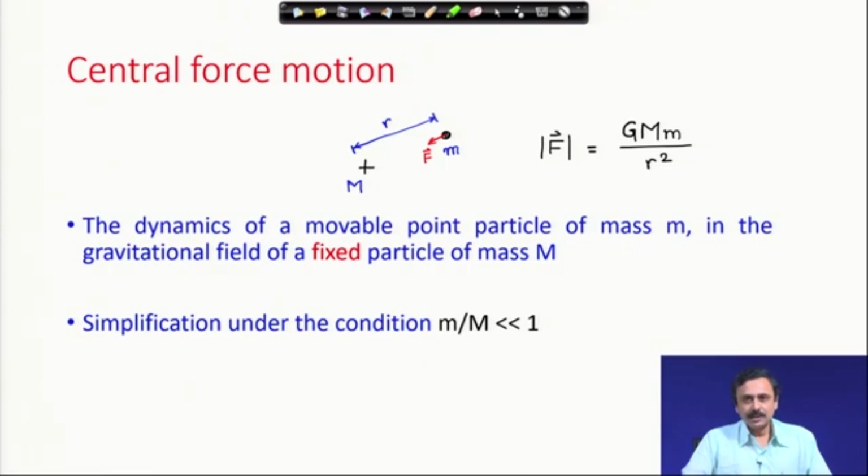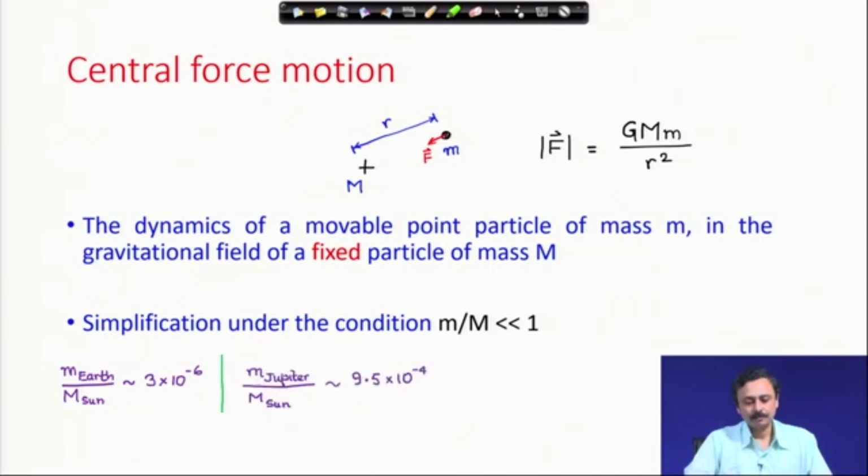How much is this condition satisfied? Let us look at the Sun-Earth system. If I want to study the dynamics or the motion of Earth around the Sun, then I must take Earth as small m and the gravitating mass as the mass of the Sun, and this ratio turns out to be 3 into 10 to the power minus 6, which is small enough. Therefore, the Sun is roughly a fixed central gravitating body, and Earth is like a particle moving in the gravitational field of the Sun.